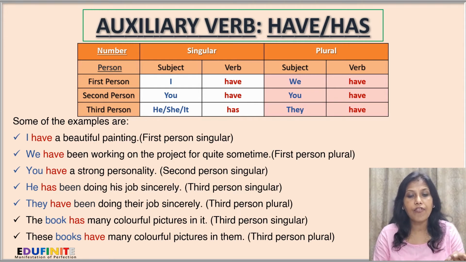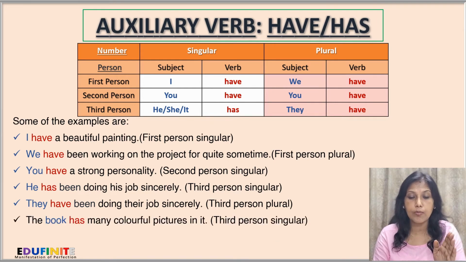I have a beautiful painting. So this is first person singular. We have been working on the project for quite some time. First person plural. You have a strong personality. Second person singular. He has been doing his job sincerely. This is third person singular. This is the only different one which goes with the verb has. Next, they have been doing their job sincerely. So they, it's third person plural.